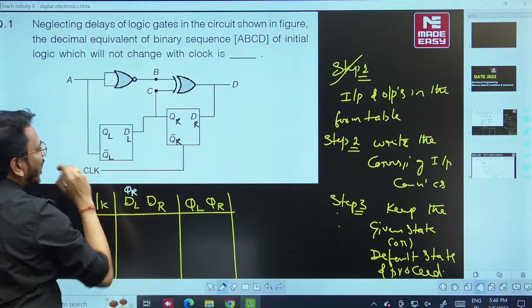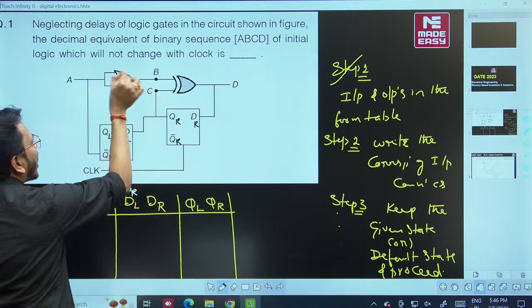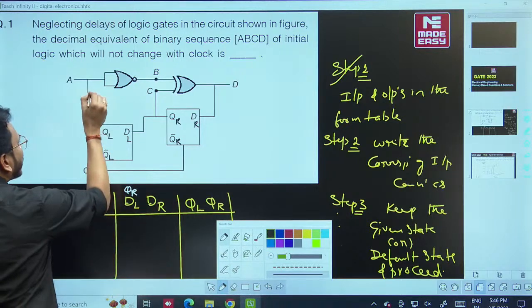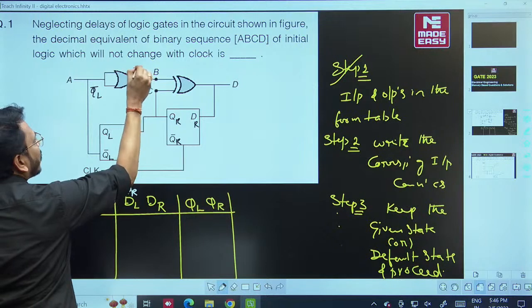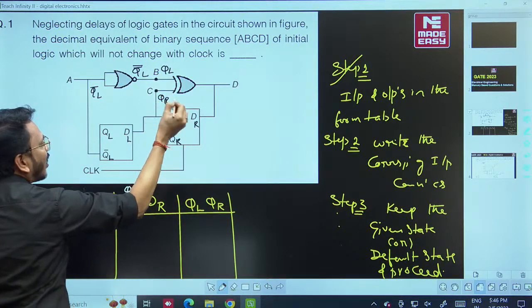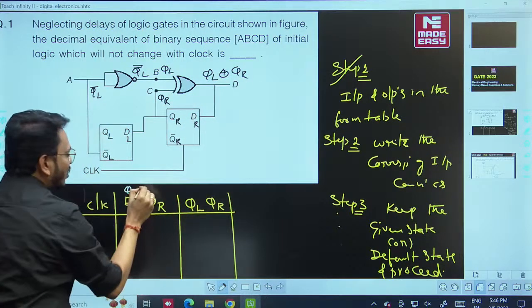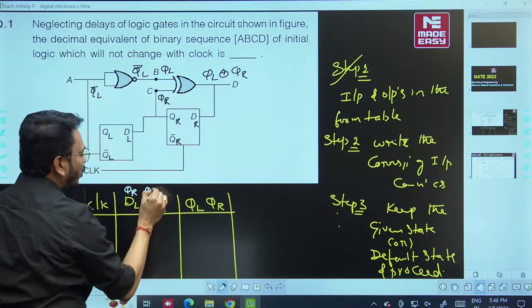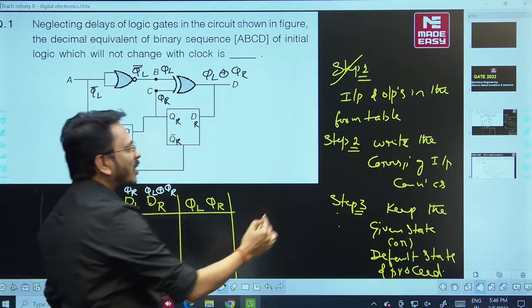For the XOR gate, what are the inputs? This is QR and this is QL bar, and again bar means that is QL. So you can understand now, this one is QL bar, but by the NOT gate it is going to be QL bar, that is nothing but QL, and from this it is QR. These two are applied to the XOR gate like this. So we are going to have QL XOR QR. So the second step is also completed.